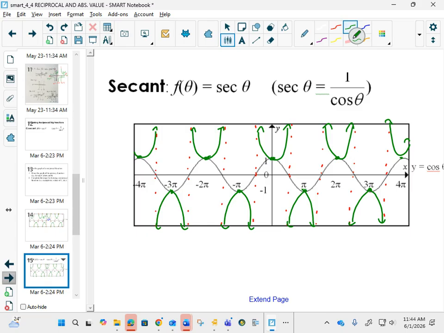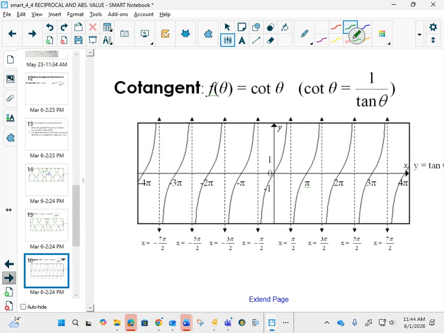And the trickiest reciprocal one is the cotangent graph. It is true that cotangent is the reciprocal of tangent. Okay? It is also true from our identities unit that cotangent is cos theta over sine theta. The graph of cos theta over sine theta is slightly different than the graph of 1 over tan theta.